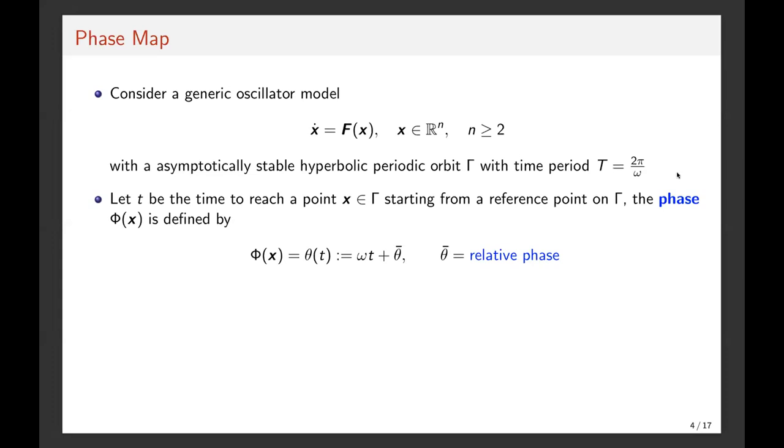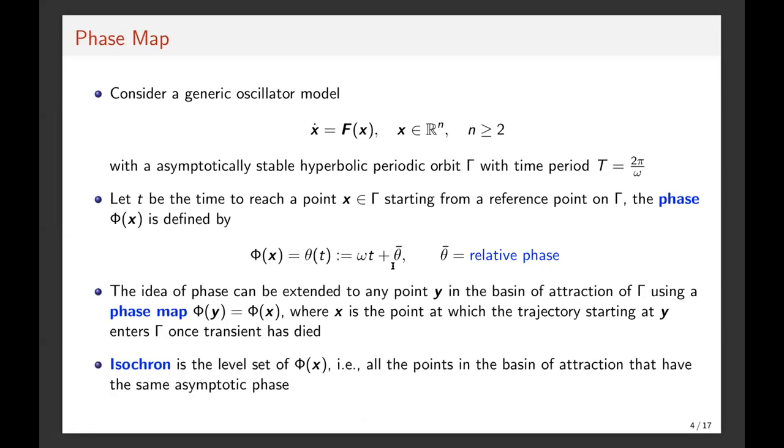On this limit cycle, let's fix a reference point. For any other point on the limit cycle, let's say x, the time it takes to reach x from the reference point is t. The phase is a map defined on the limit cycle, and is in fact the time needed to reach the point x from the reference point, which has phase theta bar. So phi of x is omega times t plus theta bar. This gives the definition of the phase map on the limit cycle.